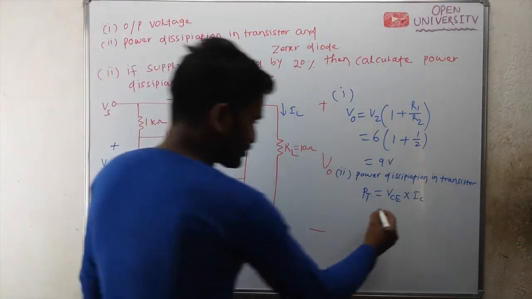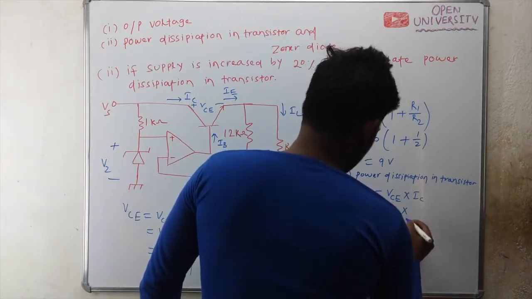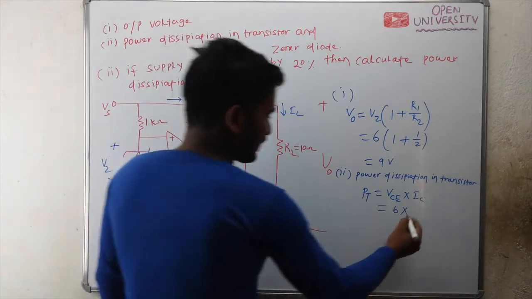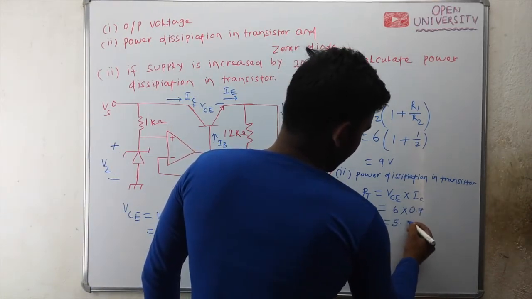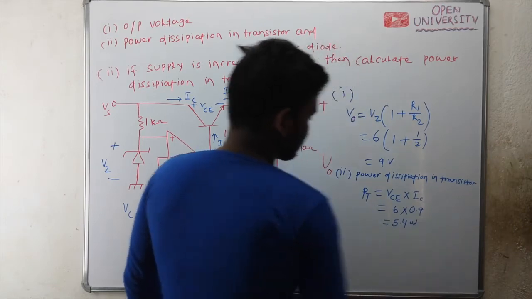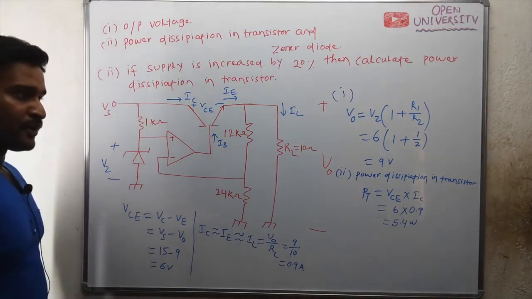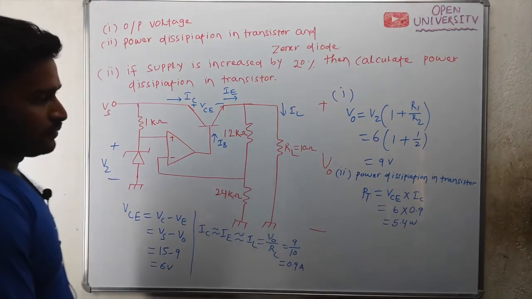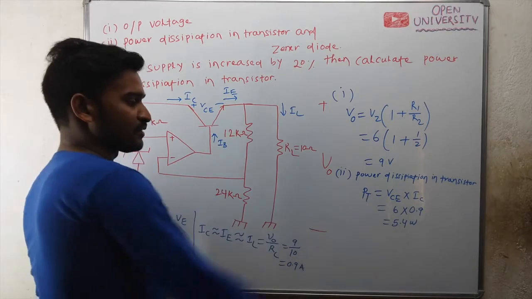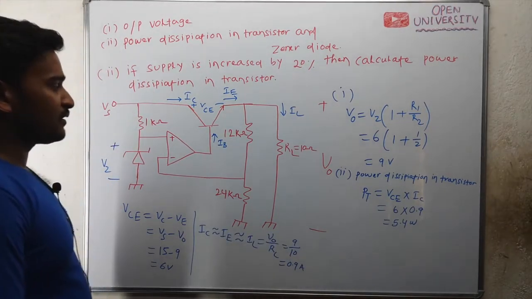So the power dissipation will be, what is Vce? 6, into what is Ic? Ic is 0.9. So it will be 5.4 watt. So the power dissipation through the transistor will be 5.4 watt.